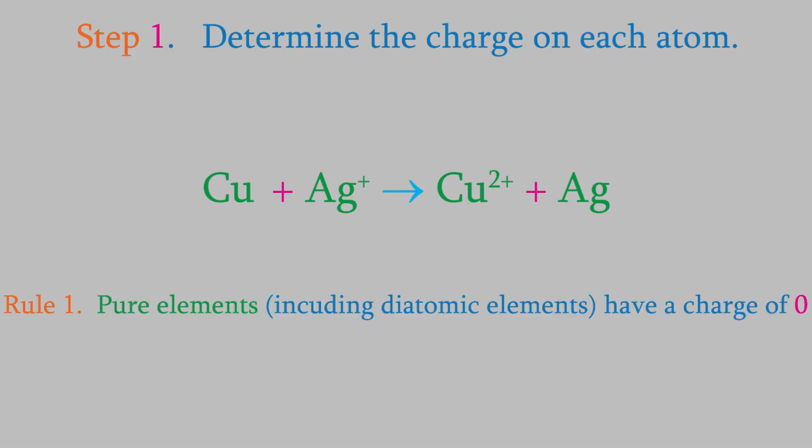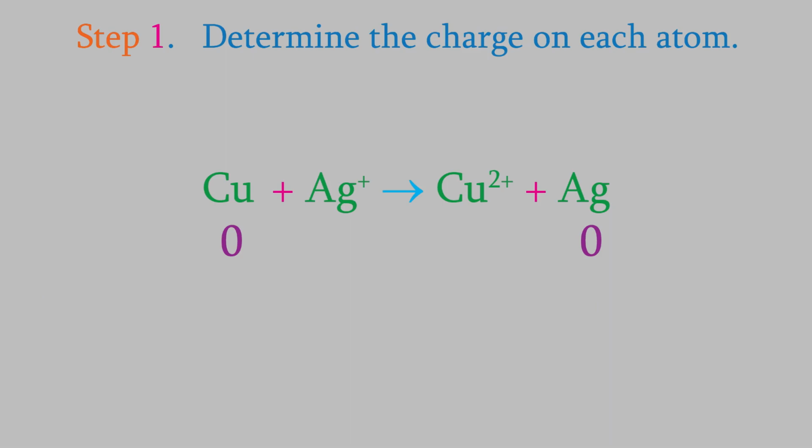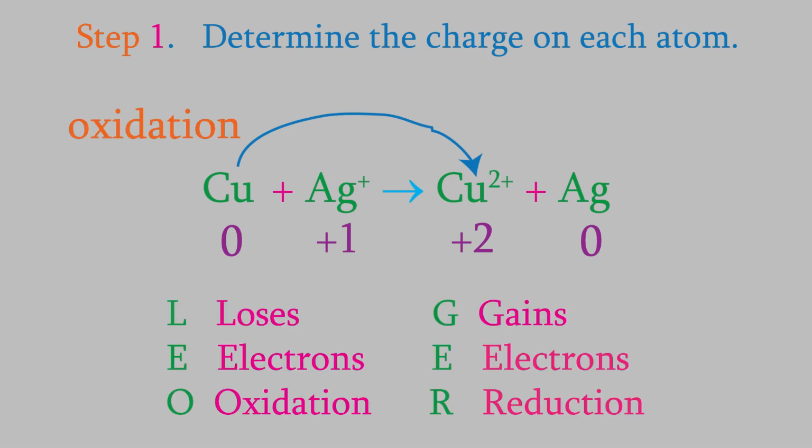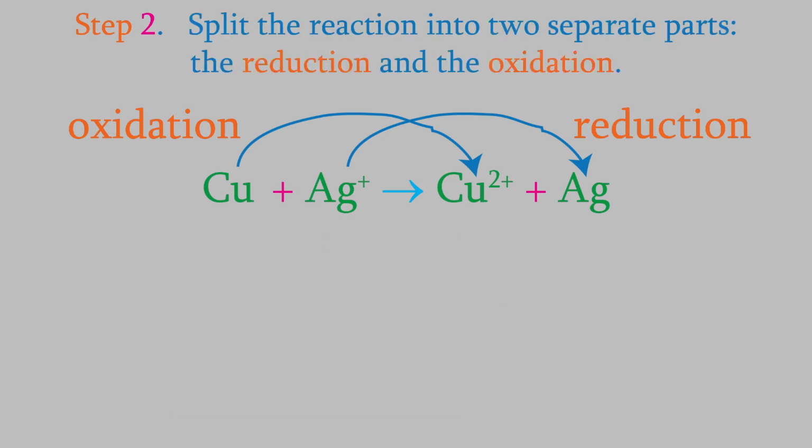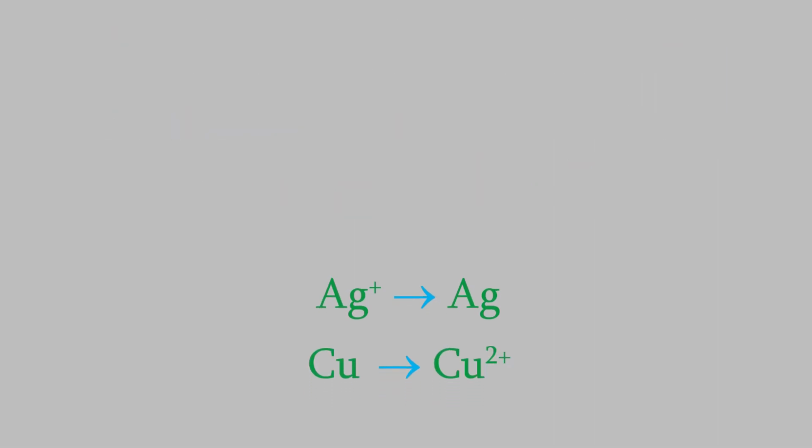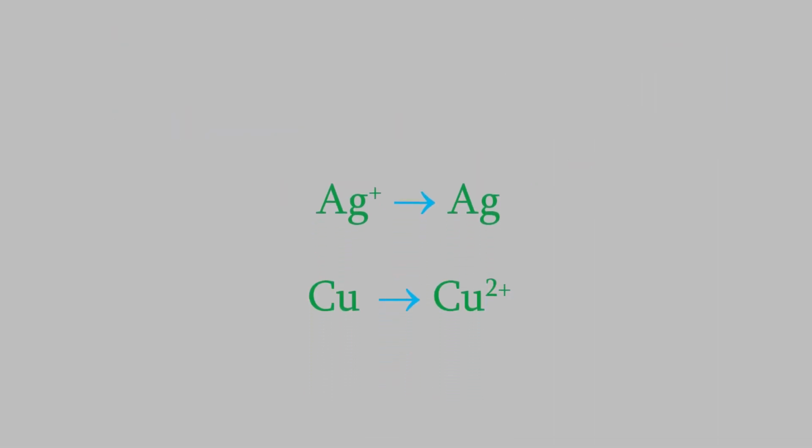Remember, neutral atoms have a charge of 0, so that's the charge on the copper atom and the silver atom. Meanwhile, the ions have the charge already assigned to them, so that's +1 for the silver ion and +2 for the copper ion. Notice that the charge on the copper went up, so it lost electrons, which means it was oxidized. The charge on the silver decreased, so it gained an electron, which means it was reduced. Now we'll separate the reaction into two half reactions, one for the reduction and one for the oxidation.